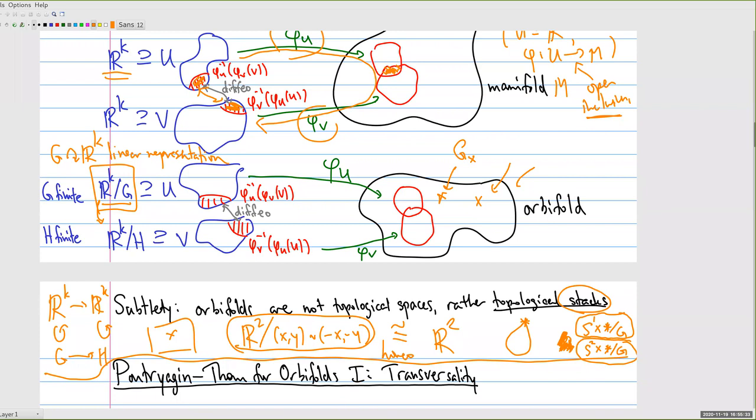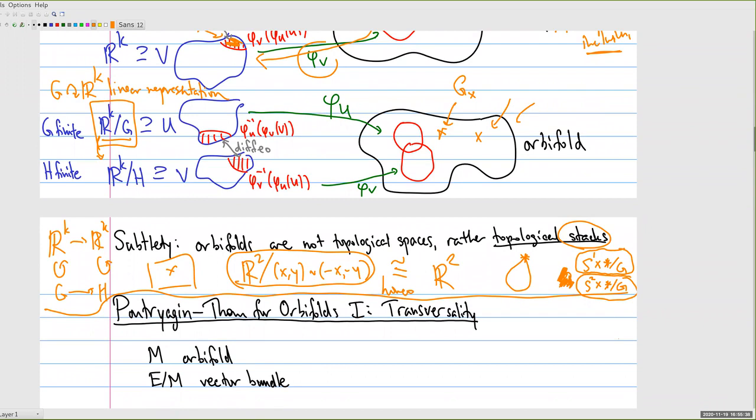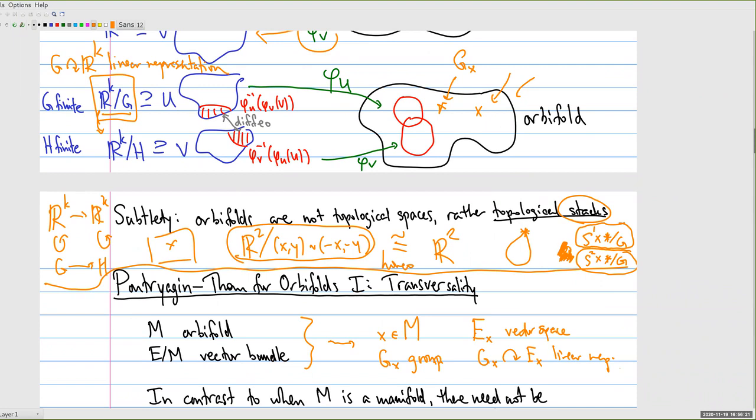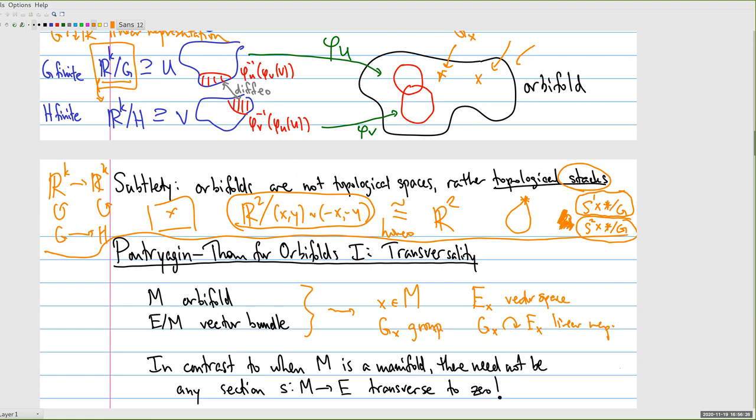So let's begin with the bad news. If you have an orbifold and you have a vector bundle over it, what that gives you in particular is, if you have a point of your orbifold, we know we have this finite group, the isotropy group. The fiber of your vector bundle over the point is a vector space, which carries an action of the isotropy group, a linear representation. So in contrast to the setting when M is a manifold, it's possible to have a vector bundle with no section which is transverse to zero.